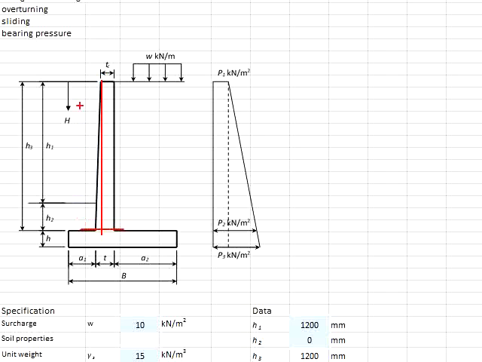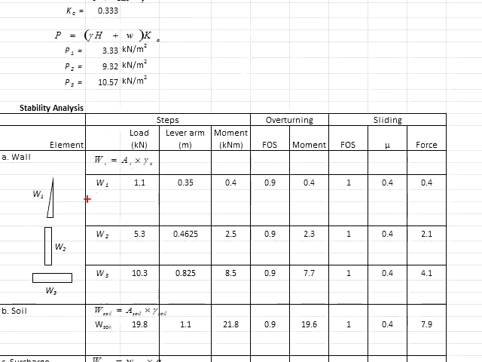From here, you obtain elements 1, 2, and 3, which are represented by W1, W2, and W3. The weight of each portion of the retaining wall is multiplied by the unit weight of the concrete. And here you obtain the values for W1, W2, and W3.